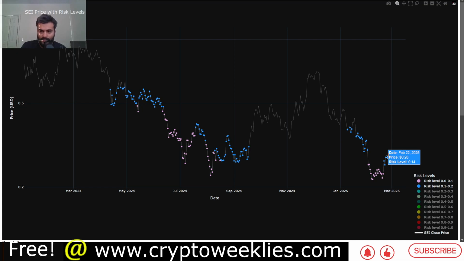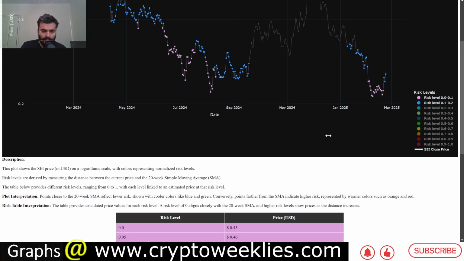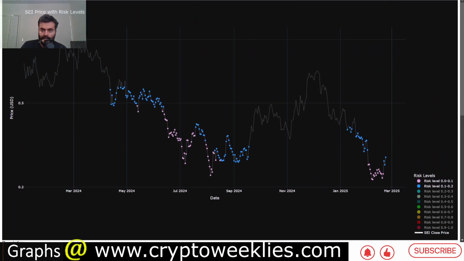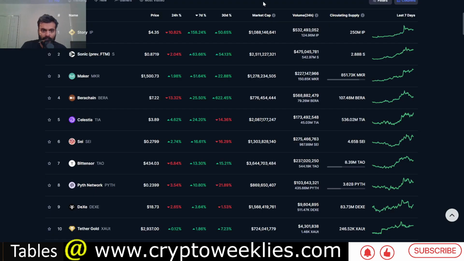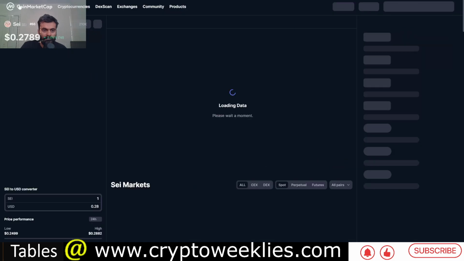This is a live model. You can find today's risk level at 14%, with respect to the 20-week simple moving average. Again, this is the second best time to accumulate SEI per this model. And if you look for forward looking guidance for the model, right now the price of SEI is coming in at around 28 cents.